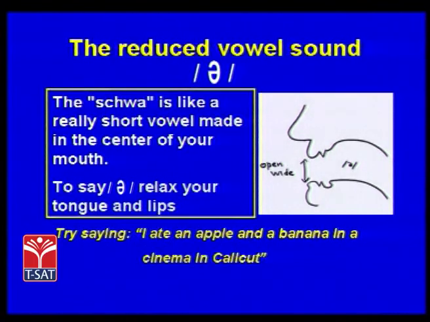You would come across these when you talk about word stress and understand it much better. Just remember, relax your tongue and lips while you're saying it. You're actually moving your tongue as well as your lower jaw slightly, like in yeah or ah. All right? Try and say the sentence along with me. I ate an apple and a banana in a cinema in Calicut.